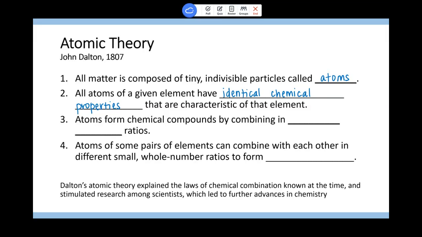That are characteristic of that element. Atoms form chemical compounds by combining in whole number ratios. Atoms of some pairs of elements can combine with each other in different small whole number ratios to form different compounds.